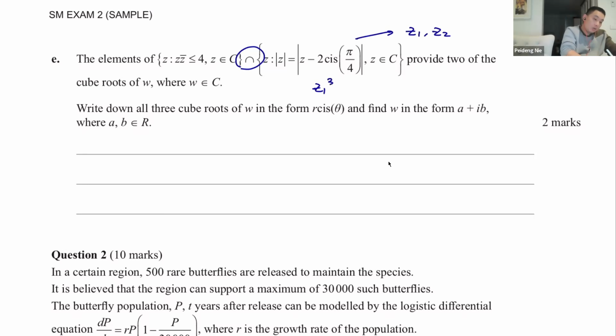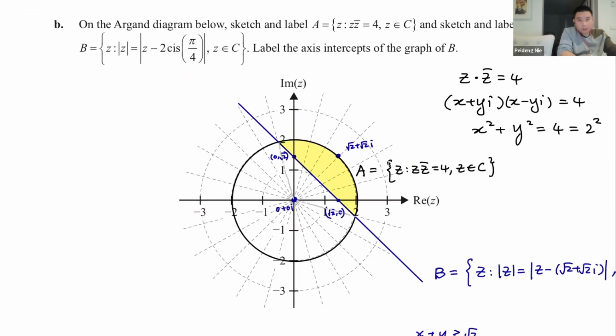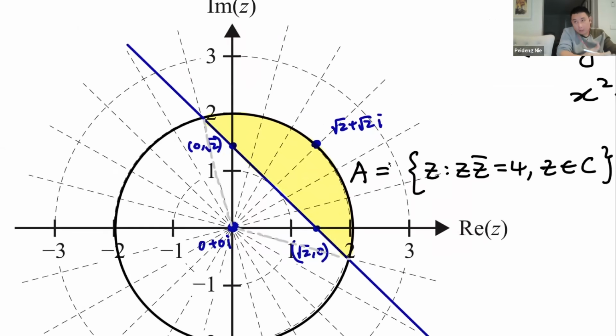z1 to the power of 3 equals w, or z2 to the power of 3 equals w. So what are z1 and z2? We want all 3 cube roots of w. So we look back at the diagram above. This diagram before told us, let's say this is z2 and this is z1.